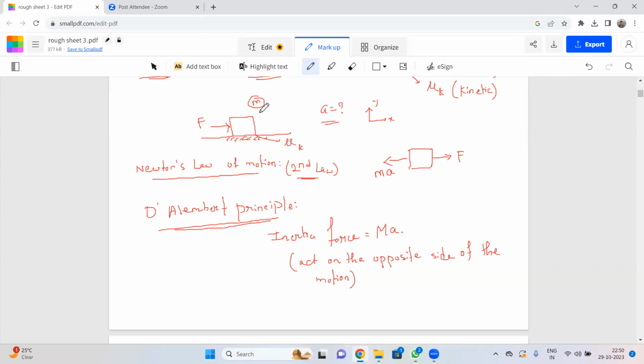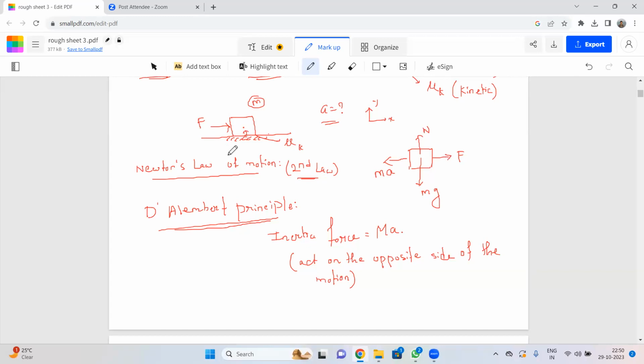Now, due to the mass, or due to the weight of this block, we have the downward force here. That is the weight, which we can call m into g. That is the gravitational force. And the block is connected with this surface, so the surface will apply some force here. That is known as the normal force.